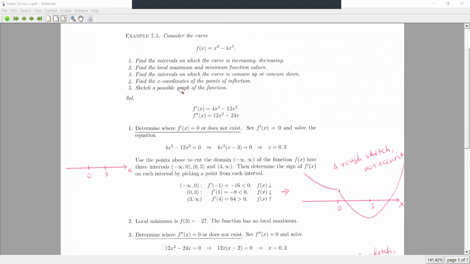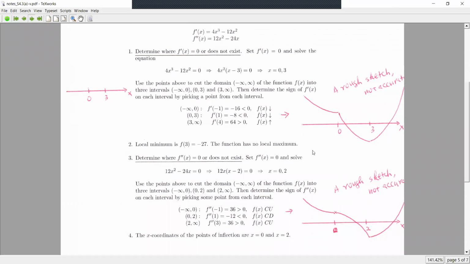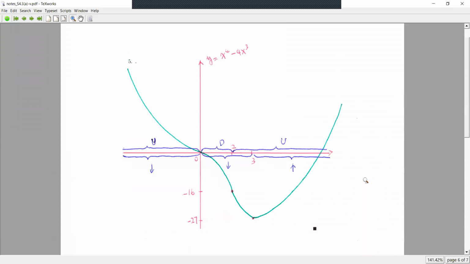Now, finally, sketch a possible graph of this function. Use the information that we got. Here is the graph from the information I got from part 1 to part 4. I marked down the information.